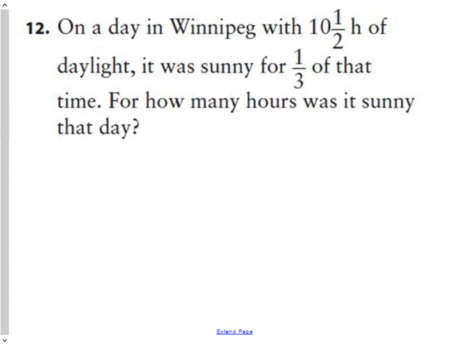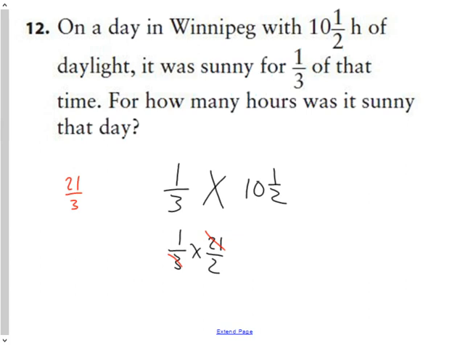Question 12, on a day in Winnipeg with 10.5 hours of daylight, it was sunny for 1/3 of that time. So 1/3 of the 10.5 hours was sunny. So since of means multiply, this is really a fraction multiplied by a mixed fraction, or 1/3 multiplied by 21 over 2. If you cross reduce 21 over 3, that will reduce down to 7 over 1, which will mean you get 7 over 2 as a final answer, or 3.5. So therefore, how many hours was it sunny that day? It was sunny for 3.5 hours.